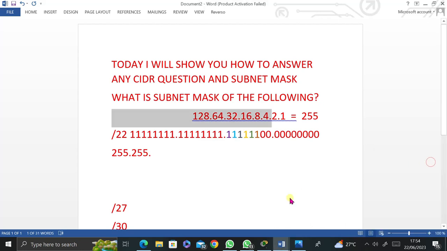So now let's say 128 plus 64 plus 32 plus 16 plus 8 plus 4. So R should be equivalent to 252. This will be the subnet mask of slot 22. So now we can go back.